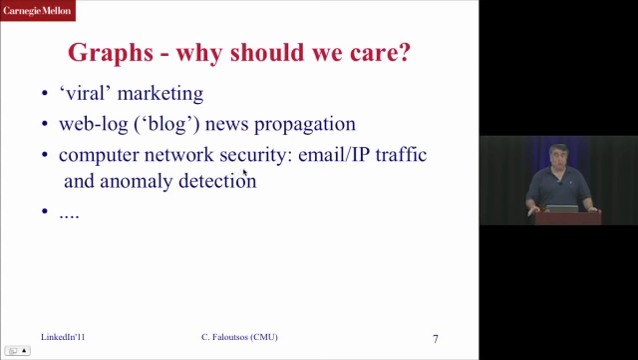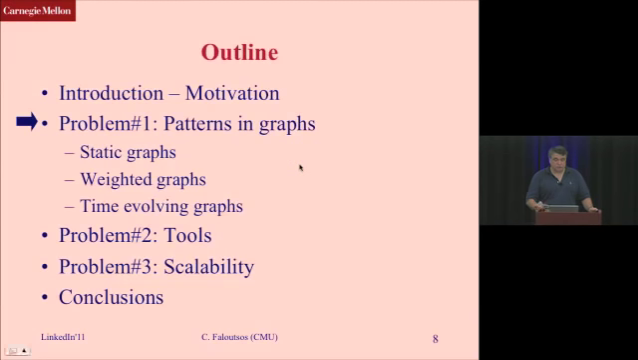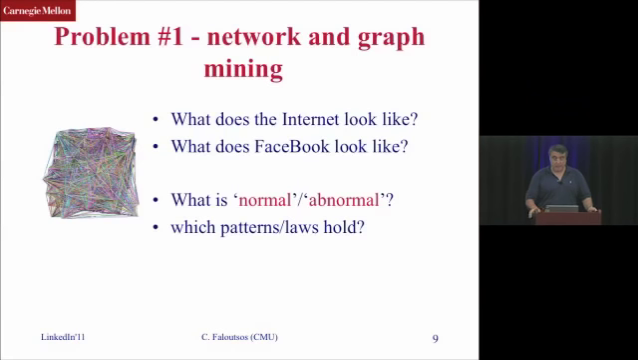Computer network security: which machine sends packets to what machine, which email account sends a message to other email accounts. Are we under attack? Do we have a port scanning situation? Do we have a distributed denial of service attack, and so on? So the first problem is how to find patterns in graphs. This is the outline. And the goal is to figure out how the internet looks like.